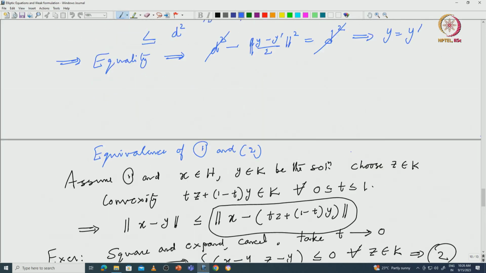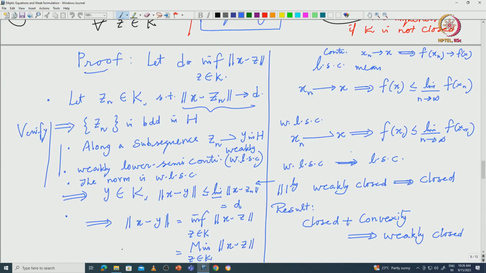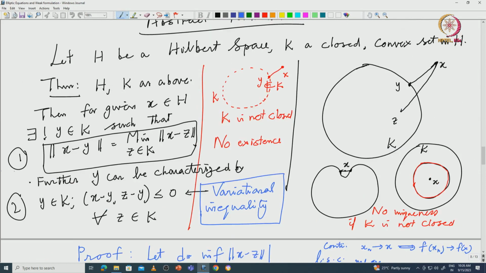Okay, good morning. So we have done in the last class some minimization of the norm, basically the projection theorem. So let me just recall that projection theorem. Norm of x, given a closed convex set K, subset of a Hilbert space, then any point there is a minimum point in K. So this is the theorem which we have done here.